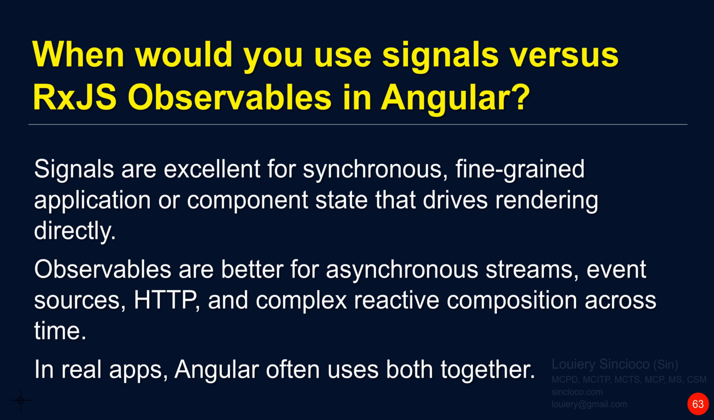When would you use signals versus RxJS observables in Angular? Signals are excellent for synchronous, fine-grained application or component state that drives rendering directly. Observables are better for asynchronous streams, event sources, HTTP, and complex reactive composition across time. In real apps, Angular often uses both together.